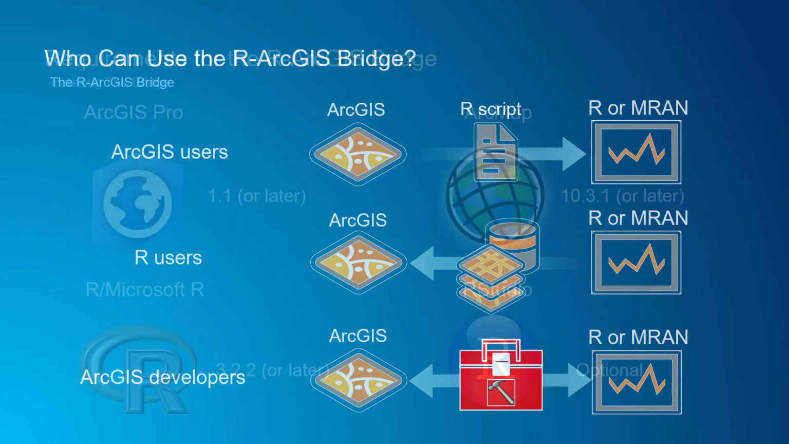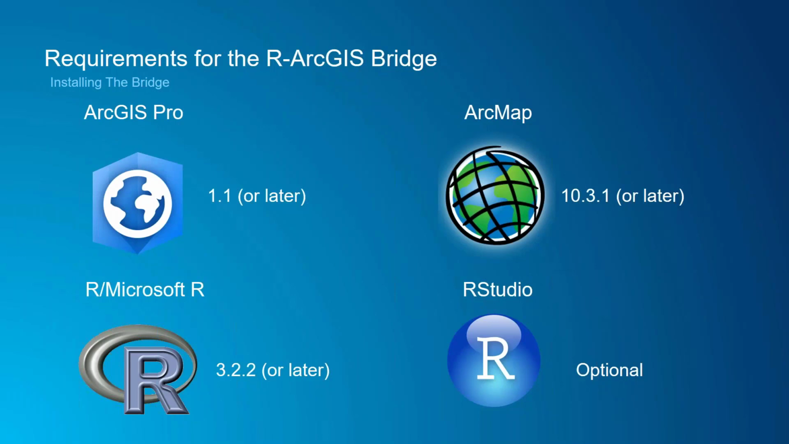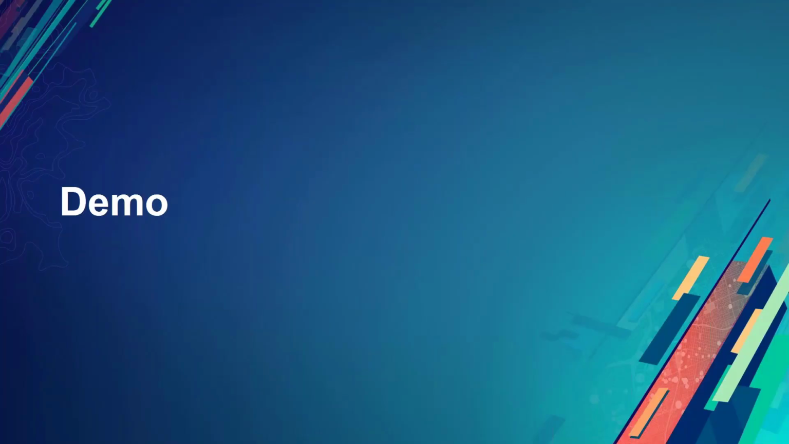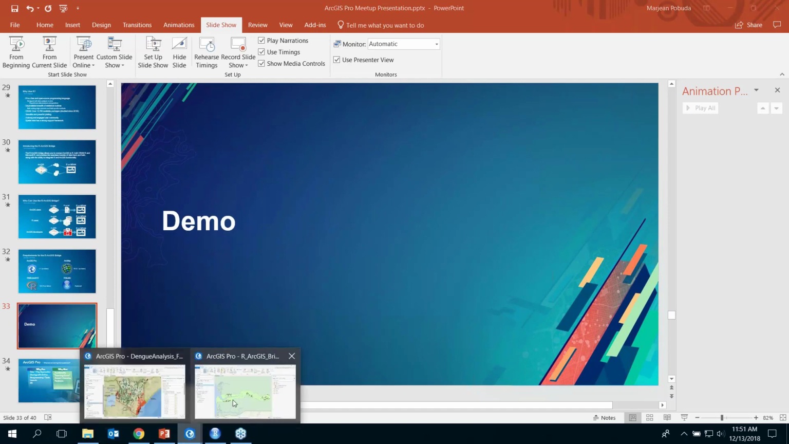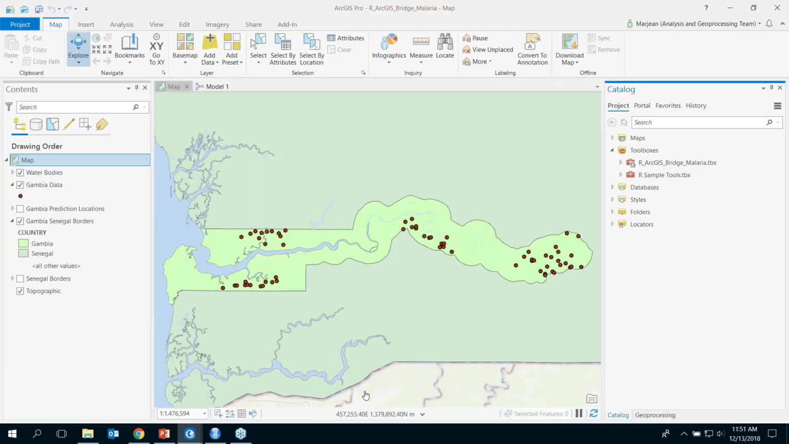But first, the common question is always, what do I need? Well, nothing special. If you have Pro, even if you have Map, as long as you have a newer version and you have access to R, which is free, open source, you can download from the internet, you're good to go with the bridge. So let's take a peek at what this is actually going to look like and how you might benefit from this in your workflows.